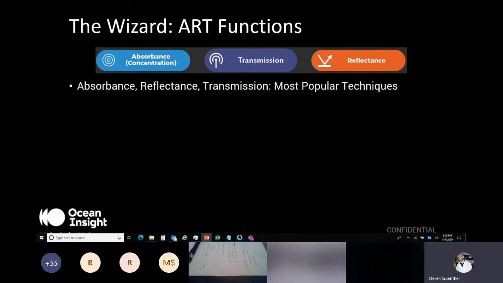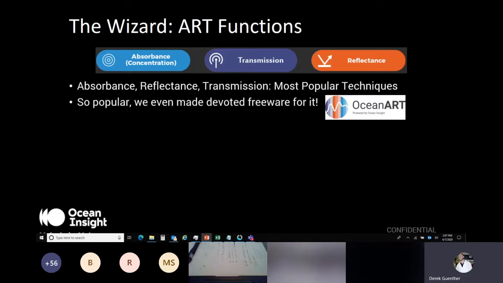To start off, we're going to talk about what we call the ART functions, or absorbance, reflectance, and transmission. That's definitely going to be the most popular and most common techniques used in spectroscopy in any laboratory. I mean, this is your high school chemistry, when you're doing the Beer's Law check and learning about that.